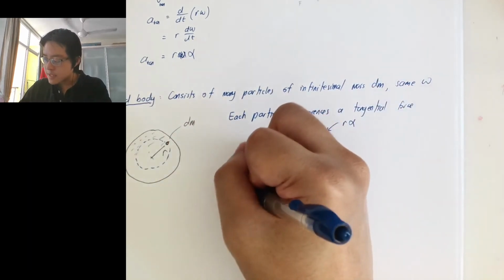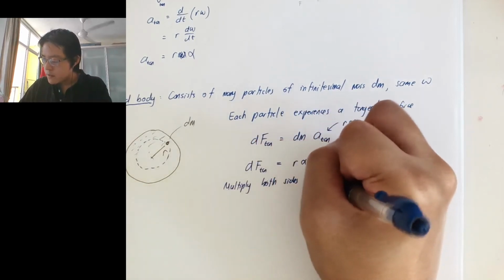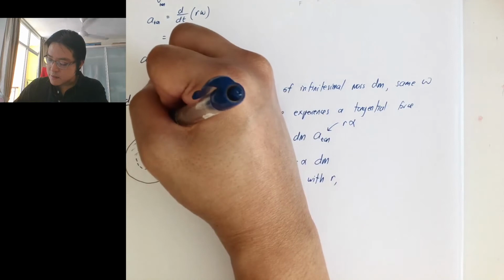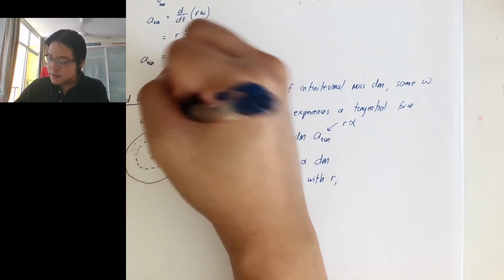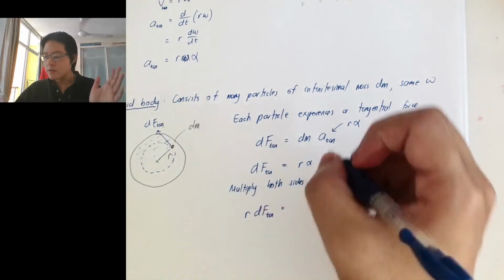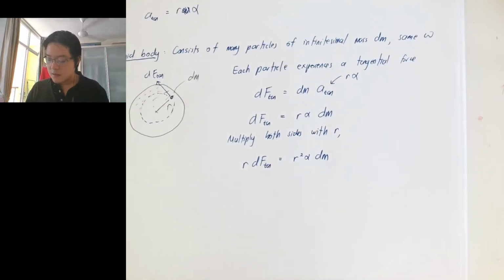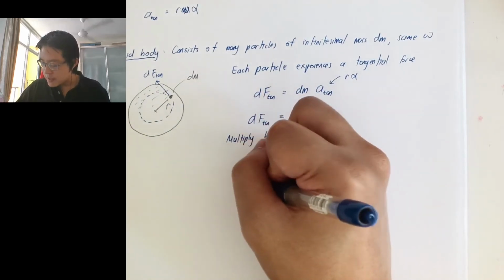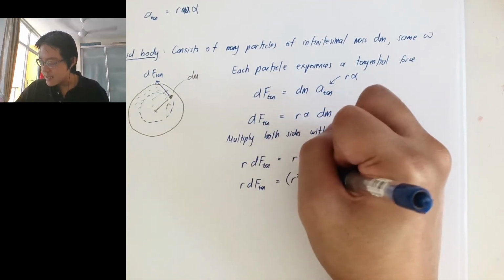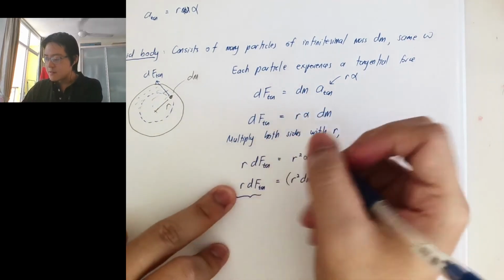And then we multiply both sides by r. Then we have r dF tangential. I'm assuming this is the tangential component. If the net force is not purely tangential, there's some other component, but we only take the tangential component. So we got r squared alpha dm. Let me rearrange one more time, because this r squared dm part is like a moment of inertia, and then alpha. So this is the infinitesimal torque.